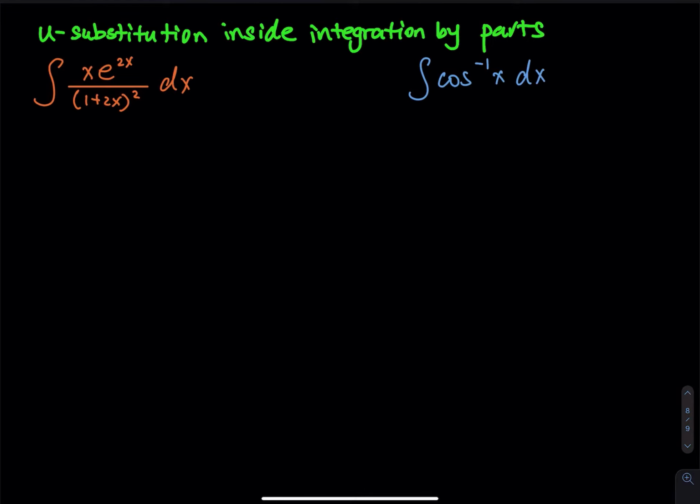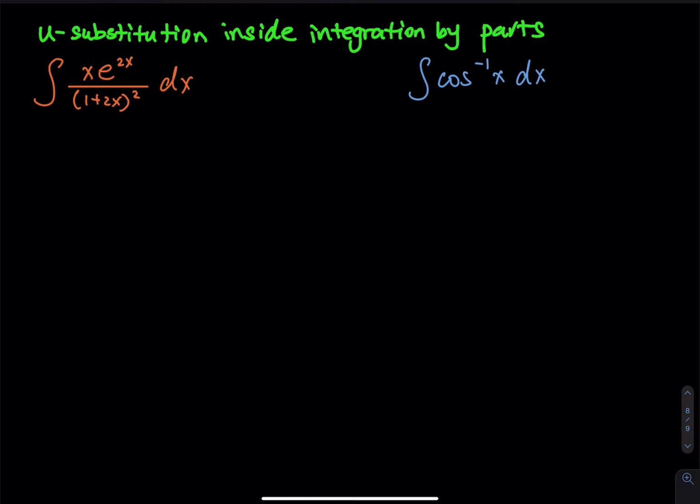In these two integrals, we have a U substitution inside integration by parts. So the first problem is the integral of x times e to the 2x divided by (1 plus 2x) squared, right? That looks like a U substitution, but in fact it is not. We have to do integration by parts first.